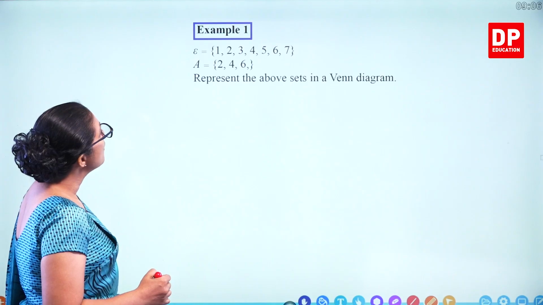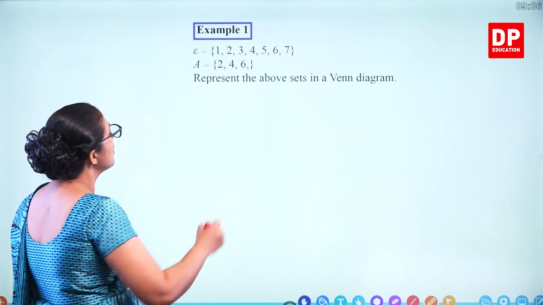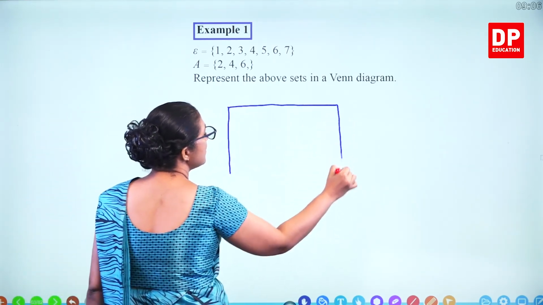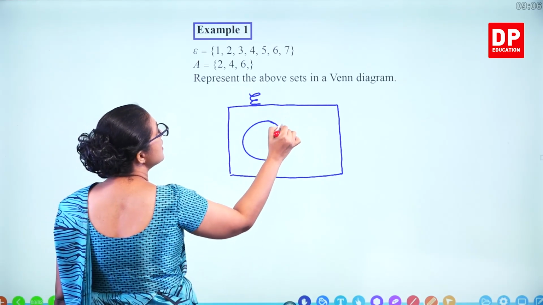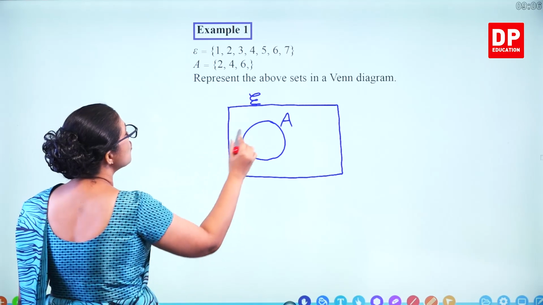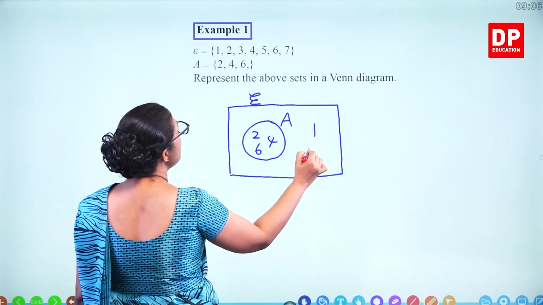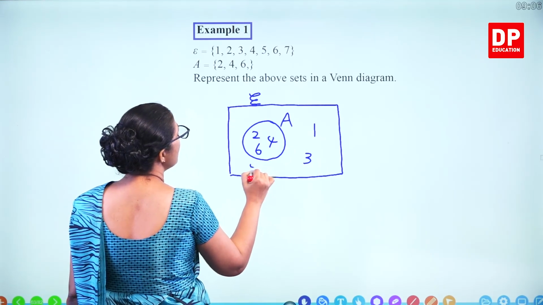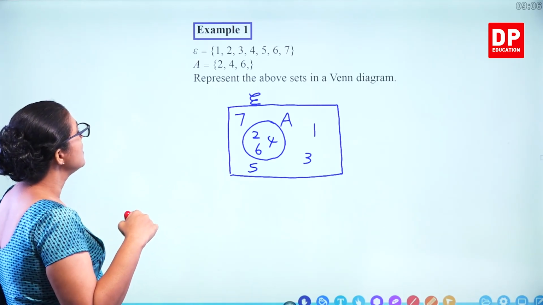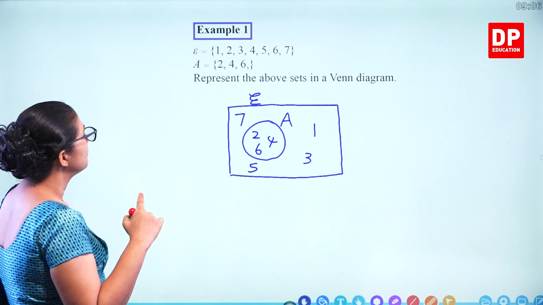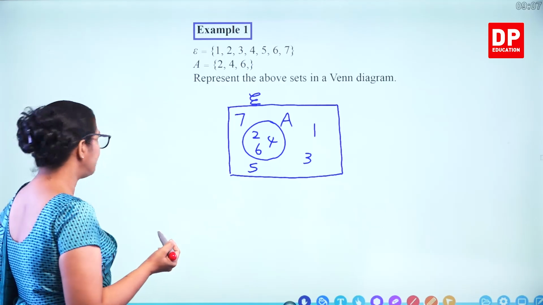Example number 1. You have given the universal set and A. Represent the above sets in a Venn diagram. So you have to draw the rectangle to represent the universal set. And A is a set inside. So 2, 4, 6 is inside A. Other numbers outside: 1, 3, 5, 7. So that's how we can represent the Venn diagram.